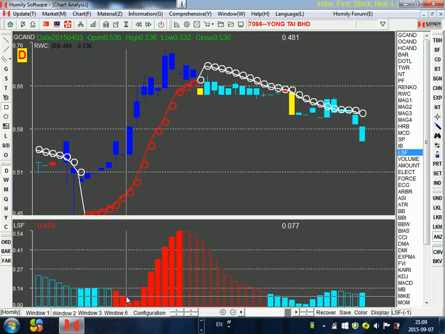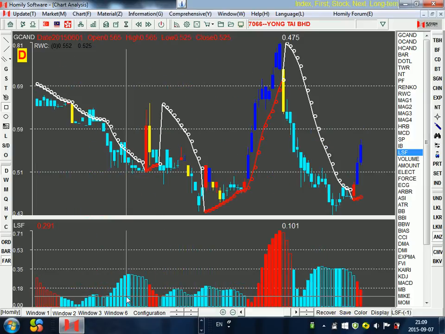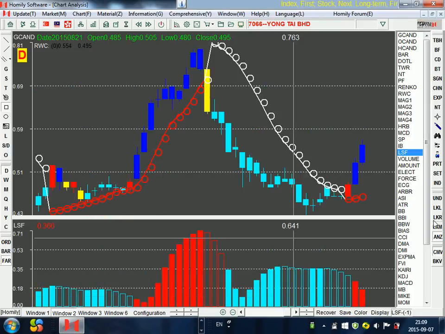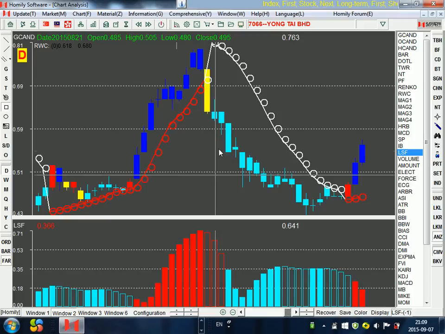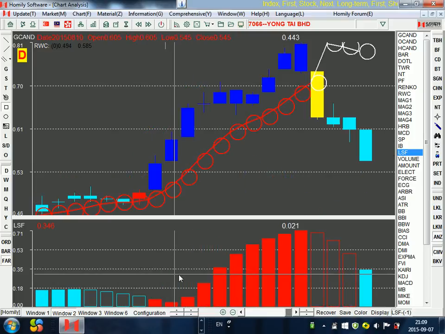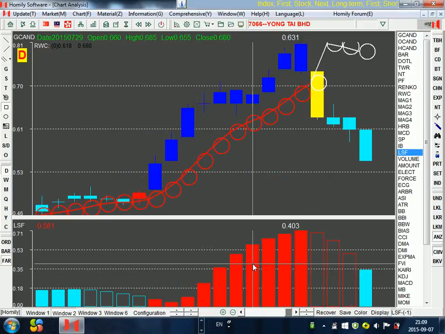Hey Jeff, I just use the strong signal, that's good enough. Strong signal, the LSF. Of course you can use it, but this LSF will confirm whether it will work or not. So this one is a 2 days later increase. 2 days later increase from here.